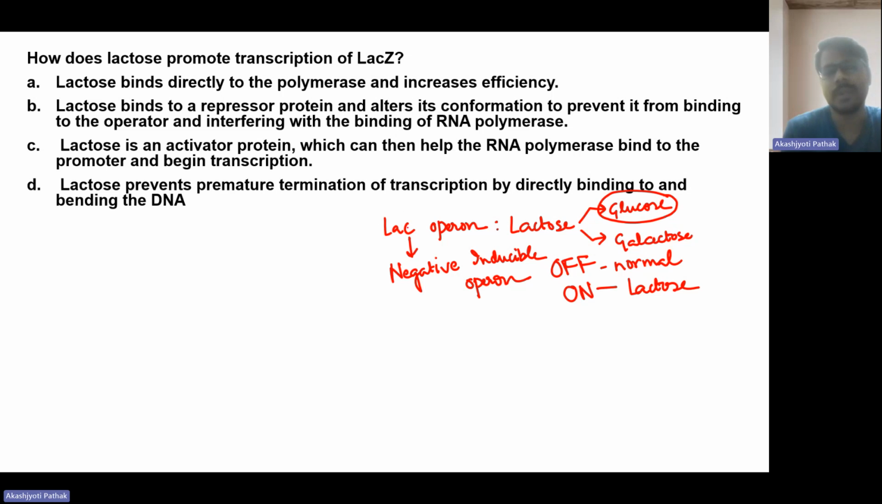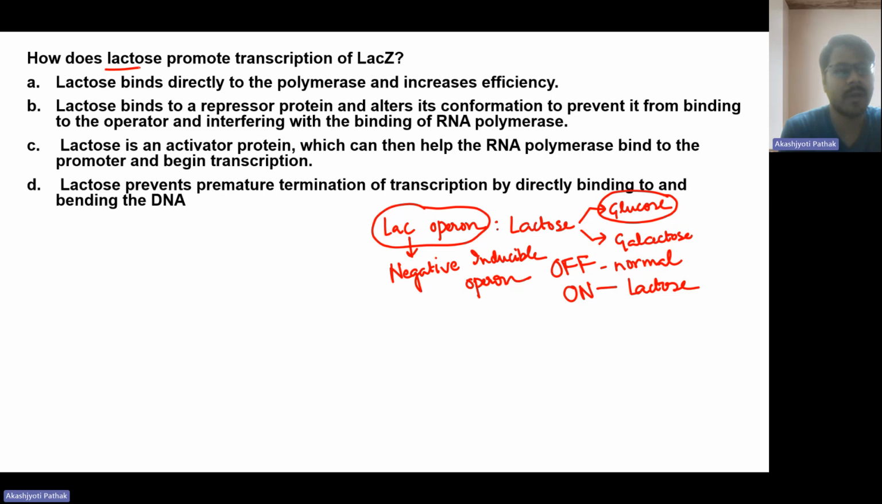This machinery helps the bacteria to conserve its energy, because if the media in which the bacteria is being cultured has glucose as the energy source, then there is no need for the lac operon to function. The lac operon will only be required if glucose is absent in the media while lactose is present. Okay, so how does lactose promote transcription of LAC-Z?